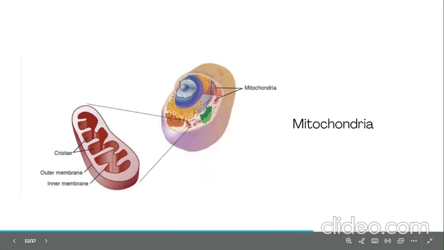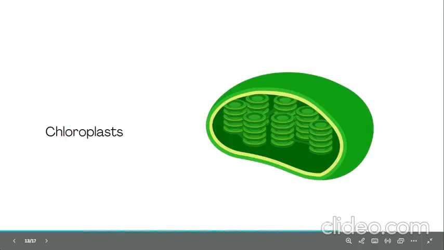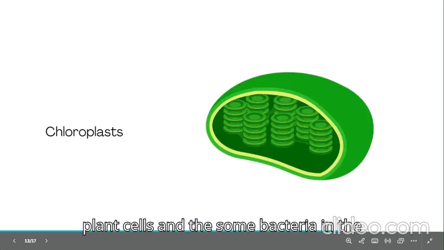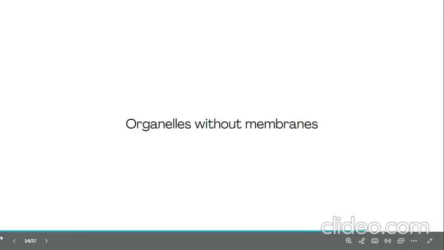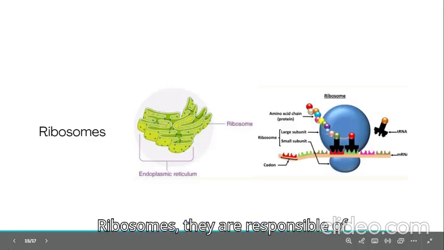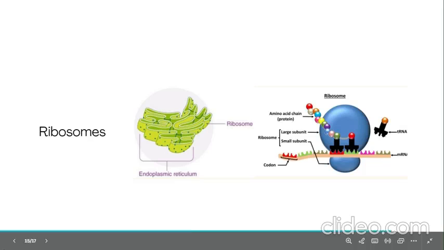Mitochondria is the powerhouse of the cell, transforming carbohydrate molecules into ATP, which is the molecular unit of energy for all reactions in the cell. Chloroplasts are found in plant cells and some bacteria, an organelle with a double membrane. Ribosomes are responsible for protein synthesis and they are found in the rough endoplasmic reticulum.